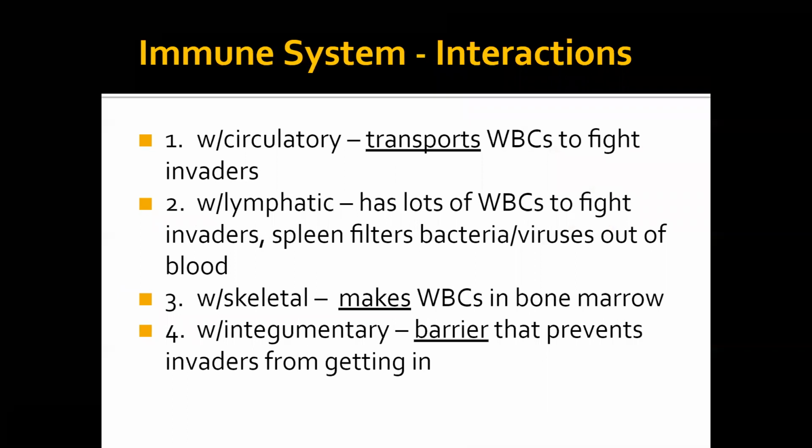The immune system is going to interact with your circulatory, with your lymphatic system, with your skeletal system, and with your integumentary system. Again, that's your skin. With the circulatory system, white blood cells are going to be transported from place to place. With your lymphatic system, that is going to house a lot of your white blood cells to fight invaders. Your spleen is going to filter bacteria and viruses out of your blood. Your skeletal system is going to make those white blood cells in the bone marrow, and your integumentary system is going to provide a barrier between inside you and outside you so that bacteria just don't get into your body willy-nilly all of the time.